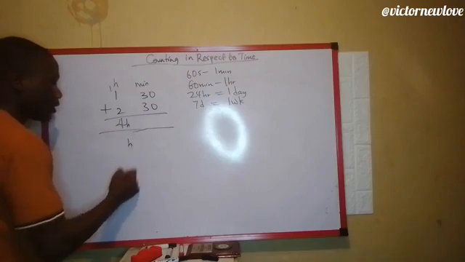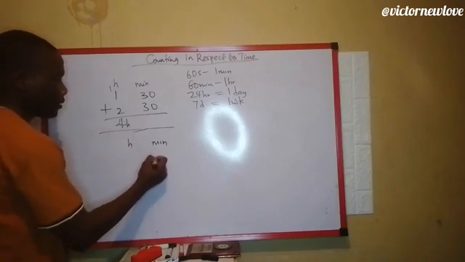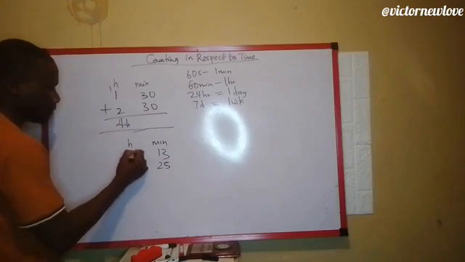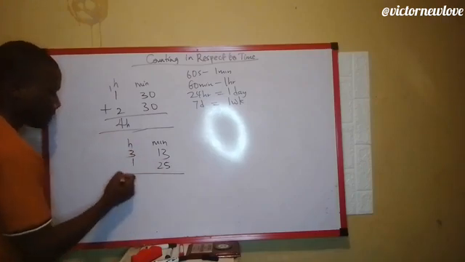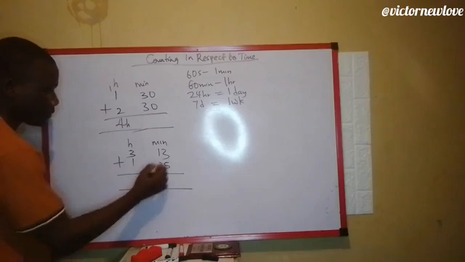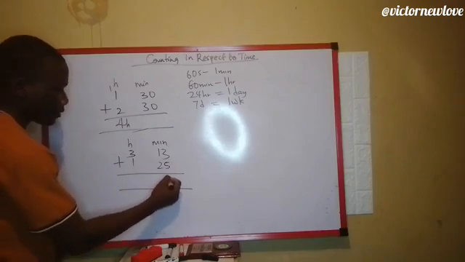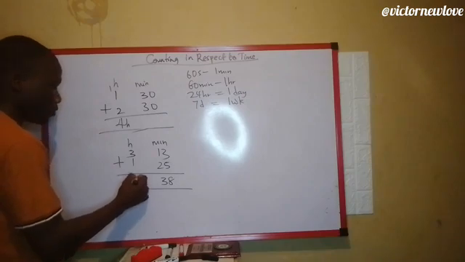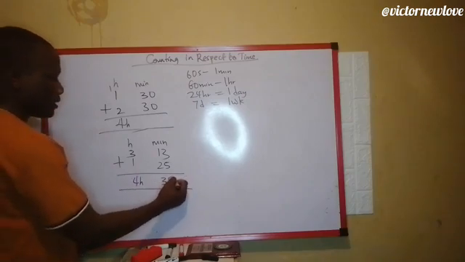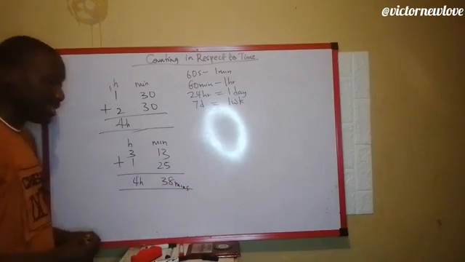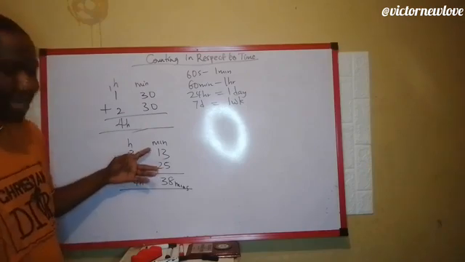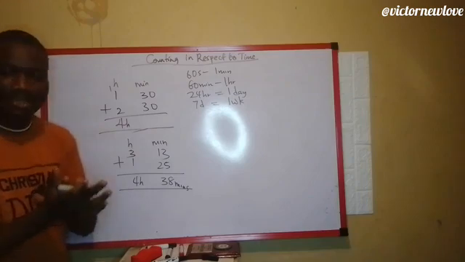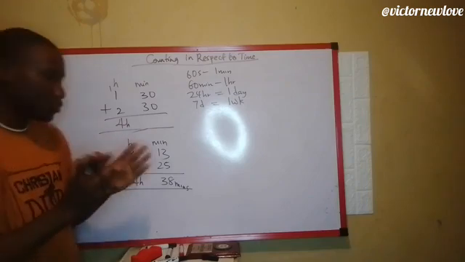Let's try another one together. Minutes. Let's say we write 13 here. We write 25 here. We have 3 here. We have 1 here. Now we add them together. 5 plus 3, 8. 1 plus 2, 3. 3 plus 1, 4. Now this will give us 4 hours, 38 minutes. Now in this case, it was less than 60. So when you add it and it is less than 60, you leave it like that. You just write the number.